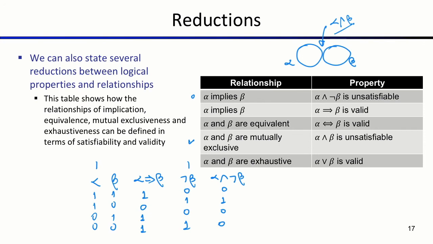So basically we're saying that alpha implies beta is true for these worlds here. But when we look at alpha and not beta, for these same worlds, let's call them W1, W2, W3, and W4, this sentence, alpha and not beta, is unsatisfiable because it is never true. For the world W1 it's false, for W3 it's false, and for W4 it's also false.